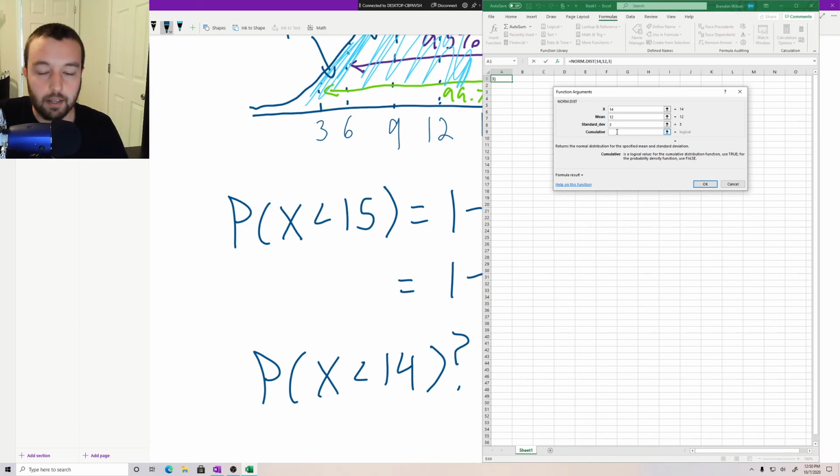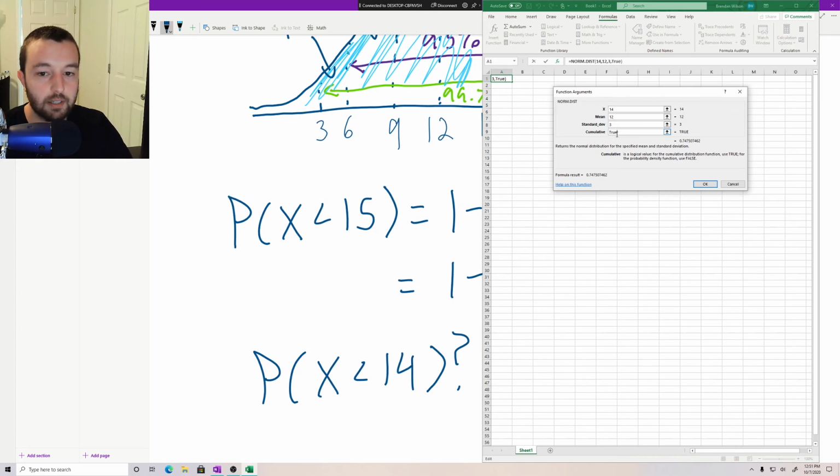So what does this mean? This means the cumulative distribution function. We didn't really talk too much about it, but it's like the cumulative column that we had on our frequency tables, if you remember that. We didn't do a lot of problems with that, so it's okay if you don't. But essentially it asks something like this: what is the probability that x is less than 14? If this is the kind of question that we're asking, then we're going to say true.